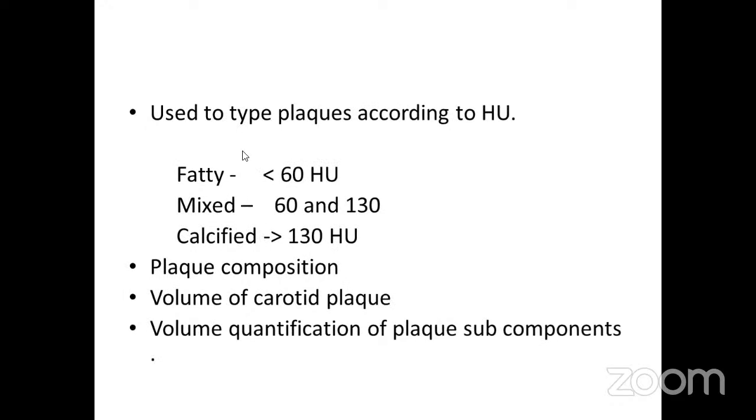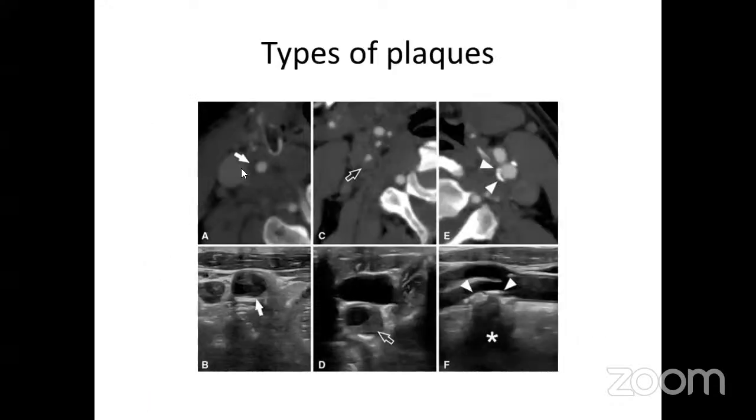The fatty plaques contain less than 60 Hounsfield units. The mixed plaque contains 60 to 130 Hounsfield units, whereas the calcified plaque gives more than 130 Hounsfield units. You can also get the information on plaque composition, volume of the carotid plaque, and volume quantification of plaque and subcomponents. So we can see the stiff fibrous plaque, and you can see the mixed plaque and calcified plaque in the above images, with ultrasound correlating with the CT.